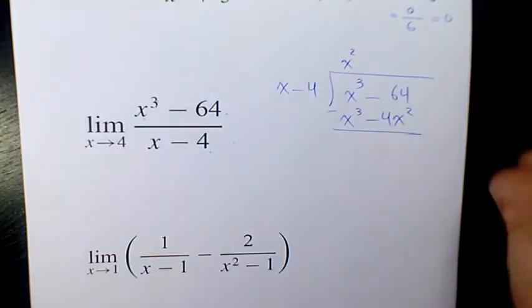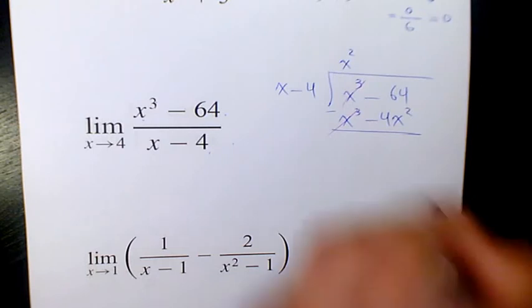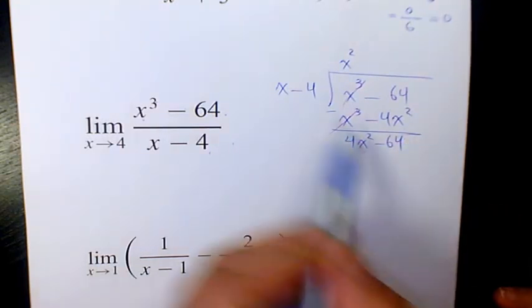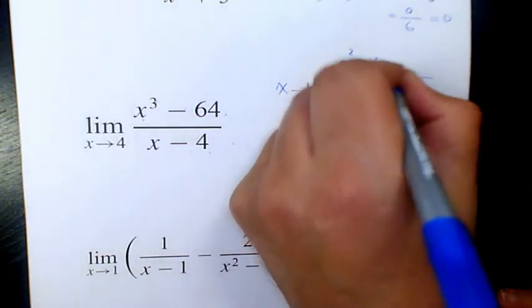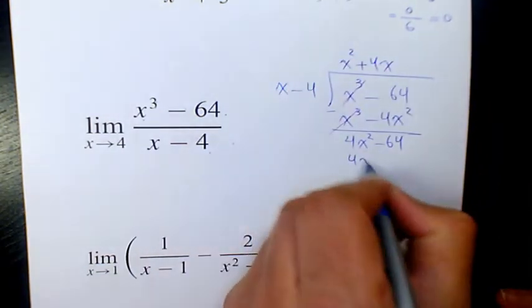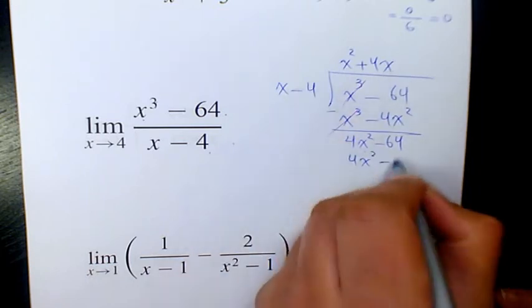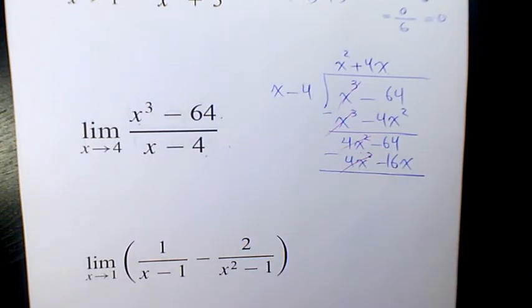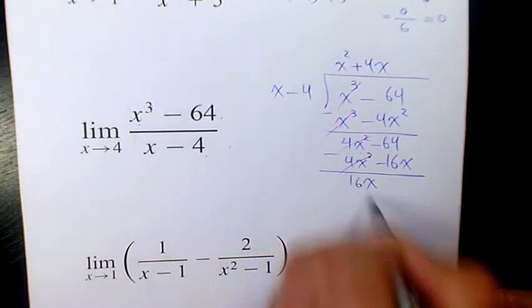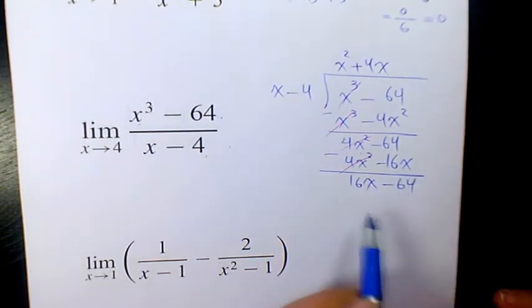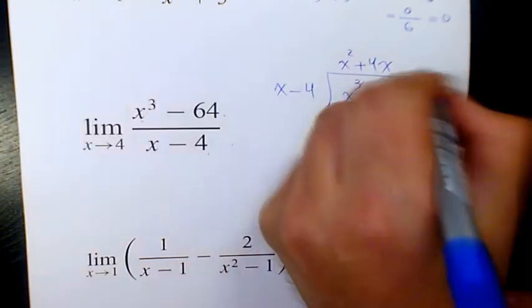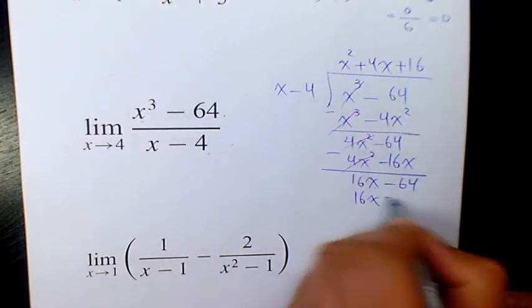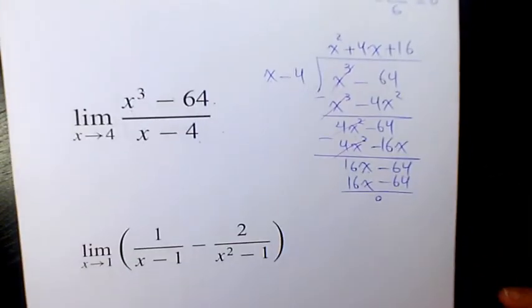When you subtract it, these two cancel out, and you're going to end up having 4x squared minus 64. 4x squared divided by x is going to be 4x. 4x times x, 4x squared. 4x times negative 4, negative 16x. When you subtract it, these two cancel out, and I'm going to end up having 16x minus 64. 16x divided by x, 16. So 16 times x, 16x. 16 times negative 4, negative 64. It's going to be 0.